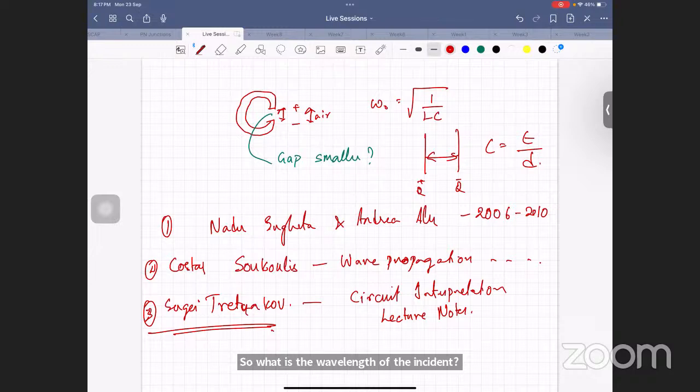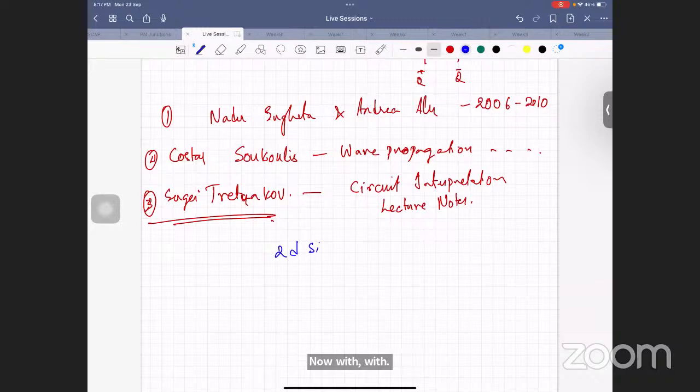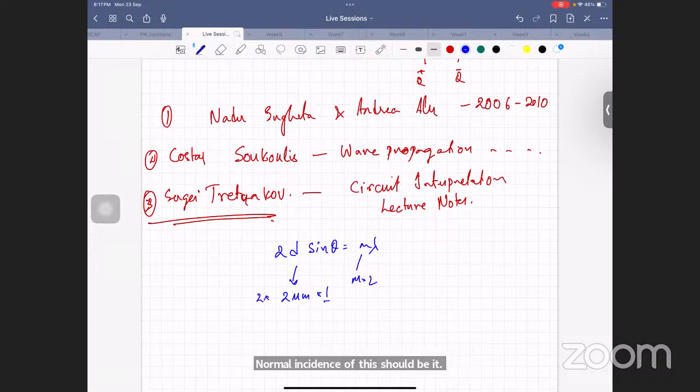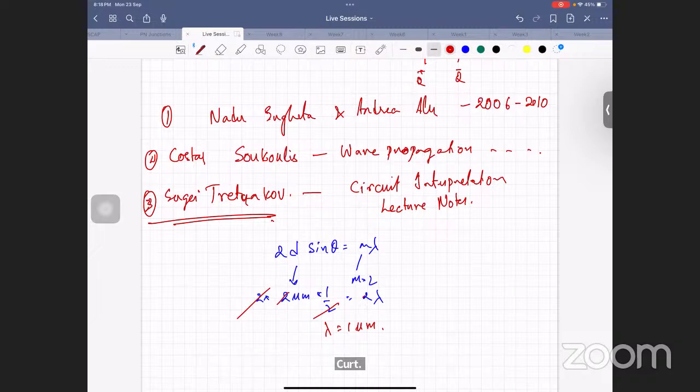I tried this, but it was incorrect. Sine theta equal to m lambda, and you are saying m equal to 2. Periodicity is 2 micrometer. Sine theta is 30 degrees, right? Normal incidence, so this should be half. Lambda equal to 1 micron. The only issue is the substrate refractive index you have to take. The refractive index is given as 1.5. I have not taken the substrate refractive index here.